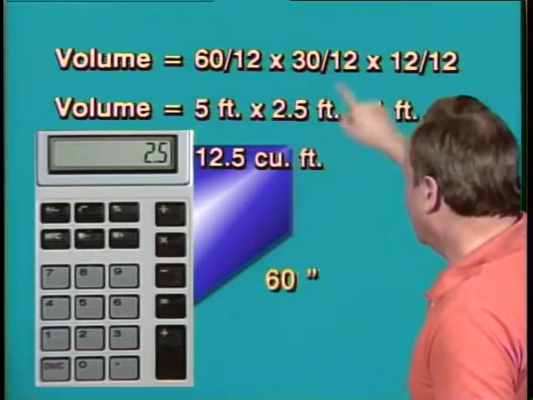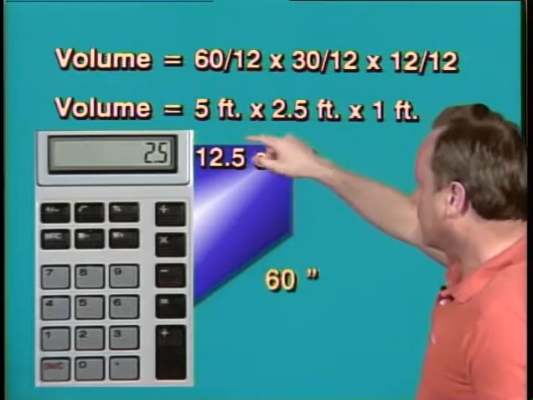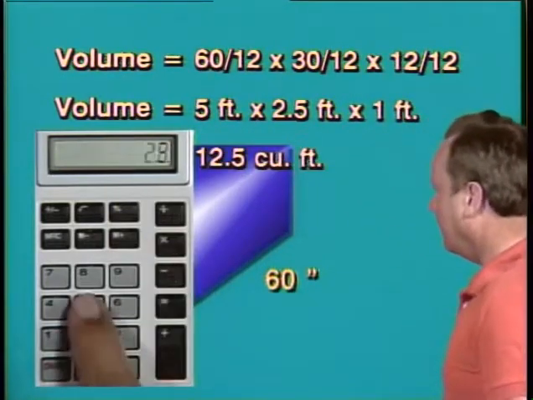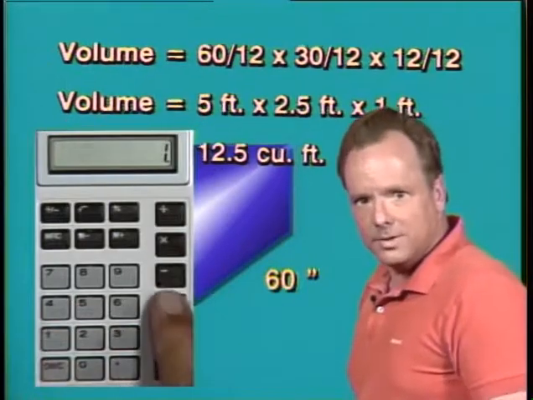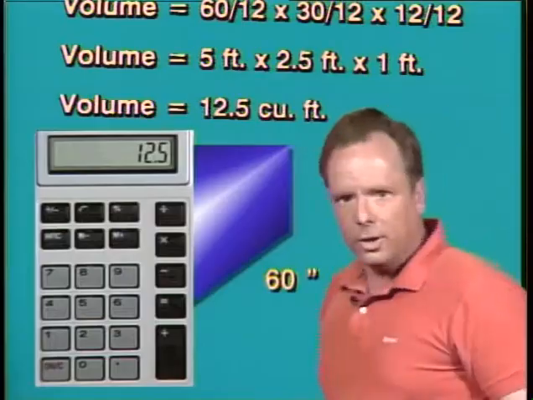So that's 2.5 feet. 12 by 12, I can do that in my head, that's 1 foot. So now let's use the electronic calculator and multiply 5 times 2.5 times 1. You don't even need to use the 1 because it's assumed anyway. And the volume of this is 12.5 cubic feet.